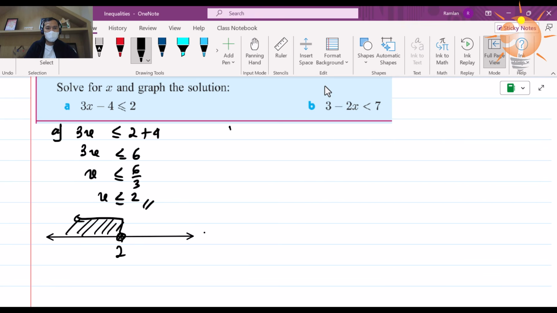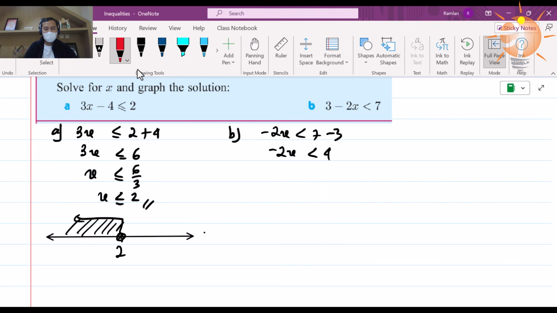Now question B is a little bit different because here we have a negative sign as the coefficient of the x. I'm going to write that again here. I'm going to remove the 3 first by subtracting 3 from both sides, so I get negative 2x less than 7 minus 3, which is 4. Now I'm getting rid of this negative 2 by dividing both sides by negative 2.